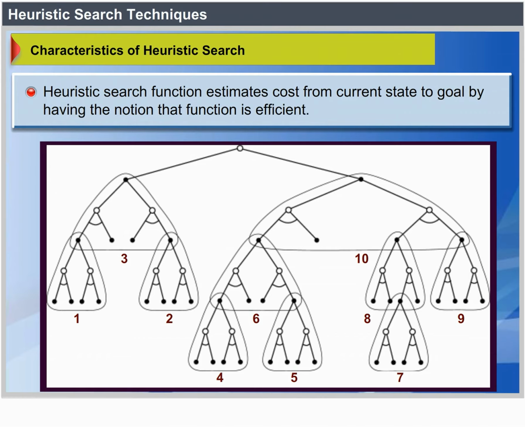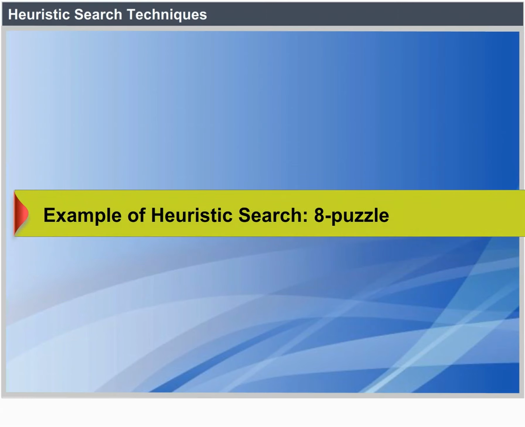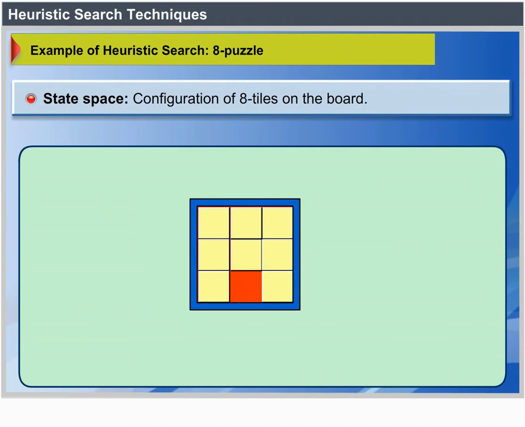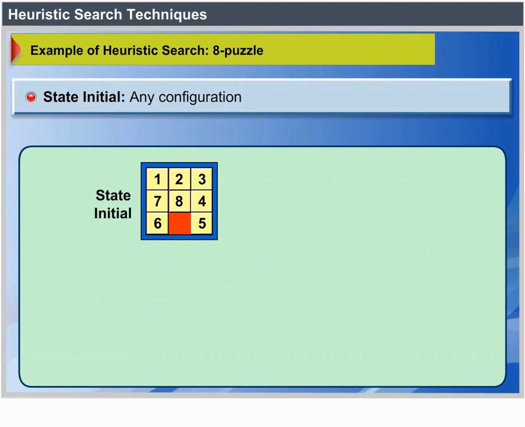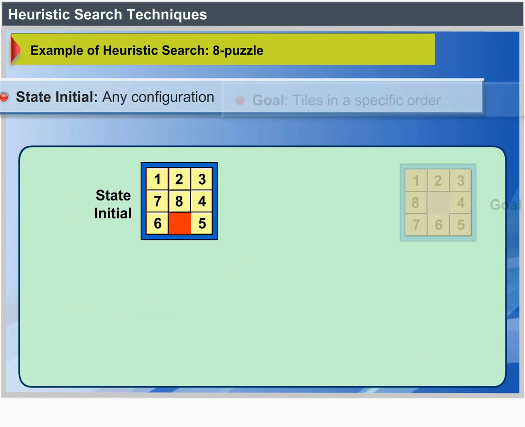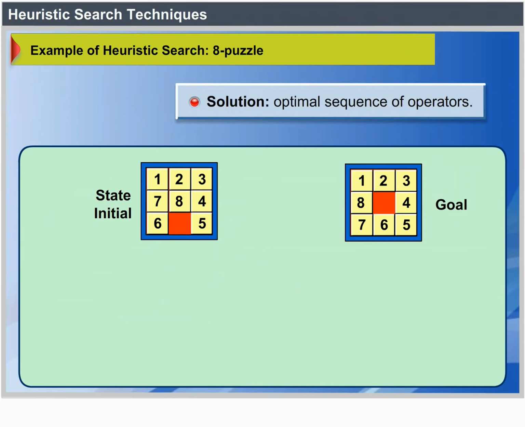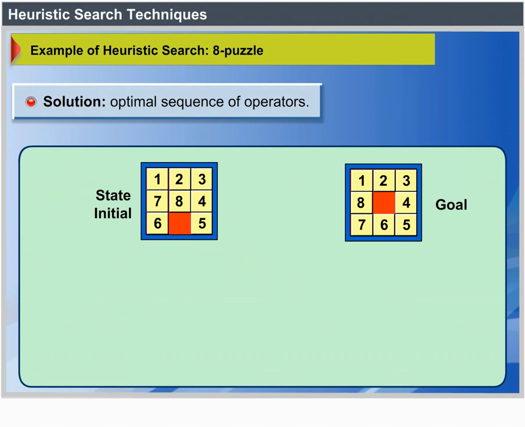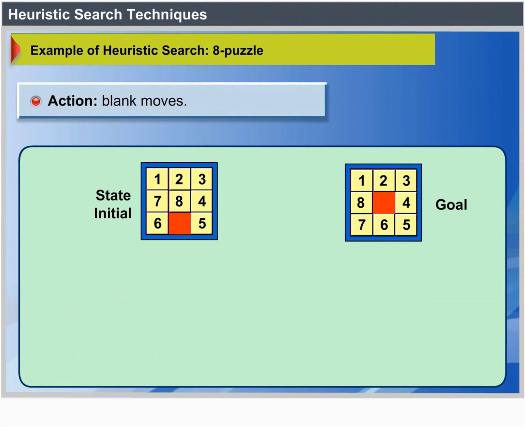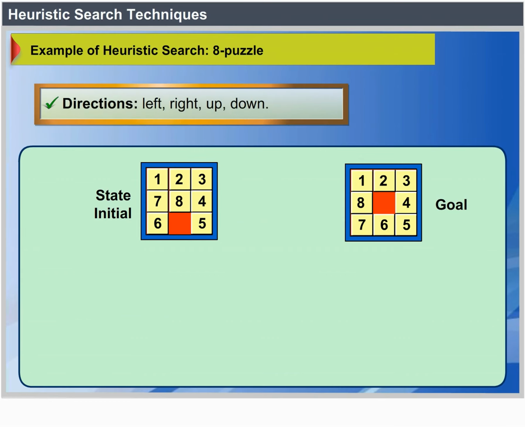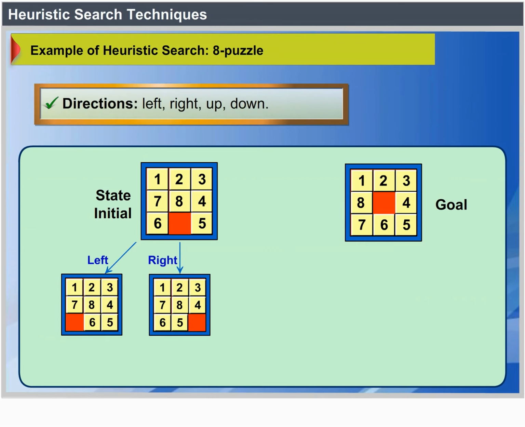Example of heuristic search: the 8 puzzle. State space: configuration of 8 tiles on the board. Initial state: any configuration. Goal: tiles in a specific order. Solution: optimal sequence of operators. Action: blank moves. Condition: the move is within the board. Directions: left, right, up, down.